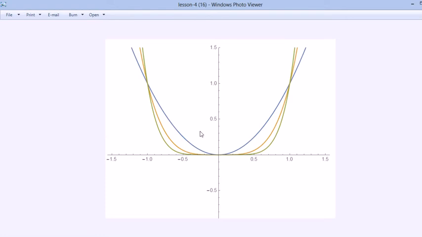And this is even power. This blue one is y equals x squared, and the orange one, I think, is y equals x to the fourth. The green one is y equals x to the sixth or something, right? So you keep flattening it down like that.